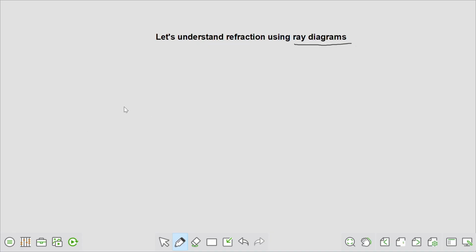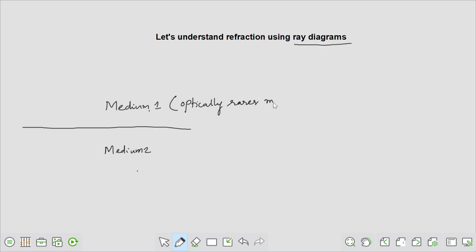I'm using two mediums, medium 1 and medium 2, and these two mediums are separated by an interface. This straight line indicates the separation of the two mediums. Let's say medium 1 is an optically rarer medium, and this is an optically denser medium.